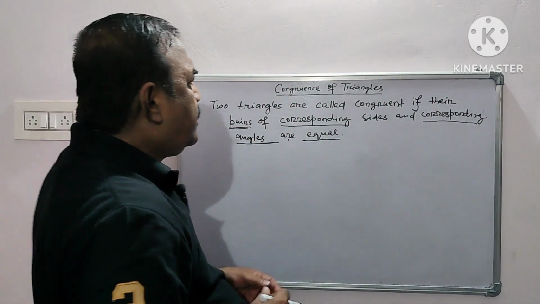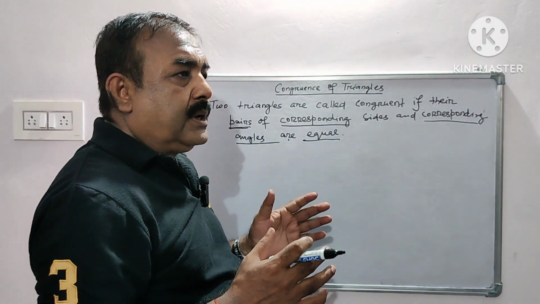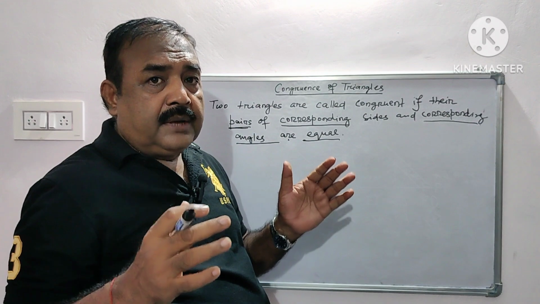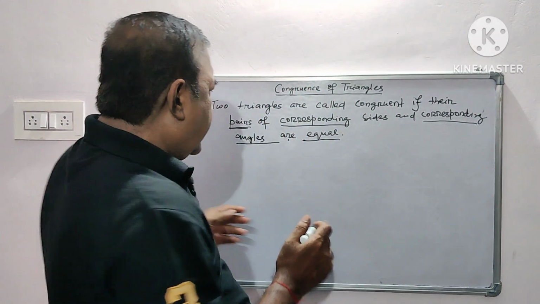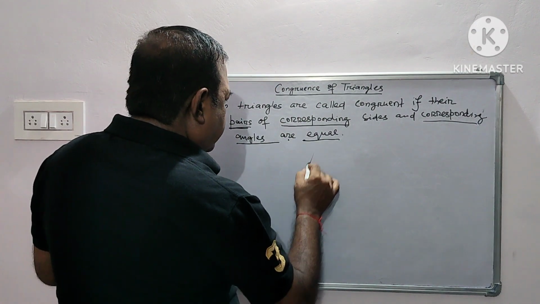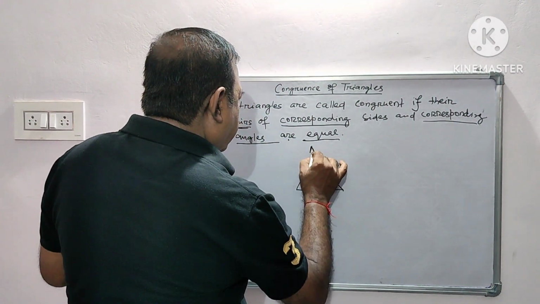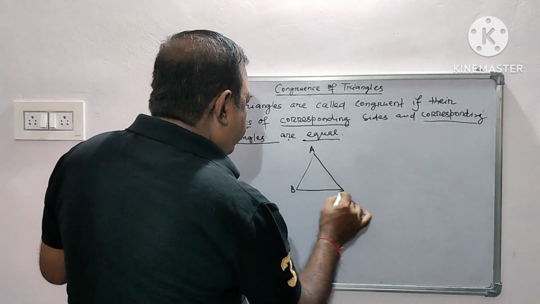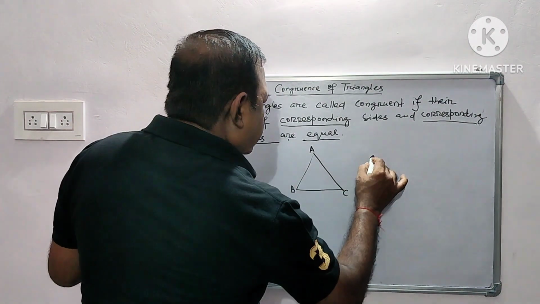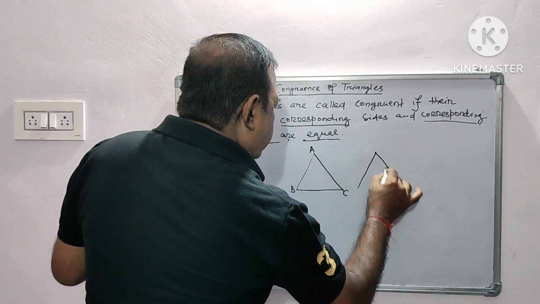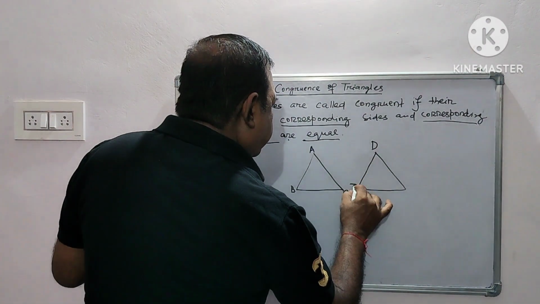What we knew about congruence of figures? The two figures should have exactly the same shape and size. You take a piece of paper like this, draw triangle ABC, and exactly the same shape and size, you draw another triangle. Suppose this is DEF.